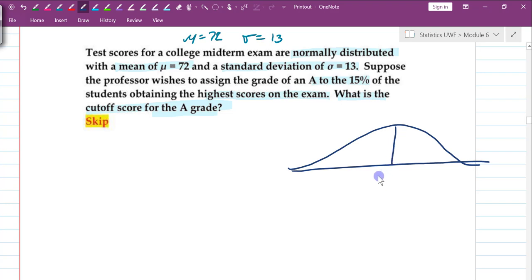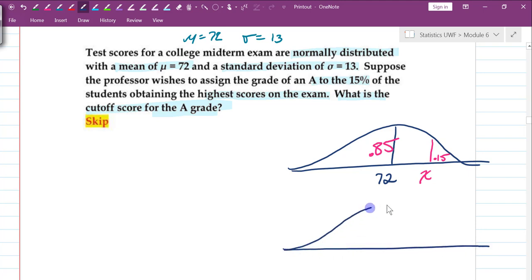In the very center, our mu is 72. And I want to find some value. I don't know what the value is, but we're going to call it x, where only the top 15% of the people make an A. So we have 15% in here, and then 1 minus 0.15, right? It's going to be 0.85. So we're going to have 0.85 over here. And I need to go ahead and draw my mirror image, my standard normal graph.